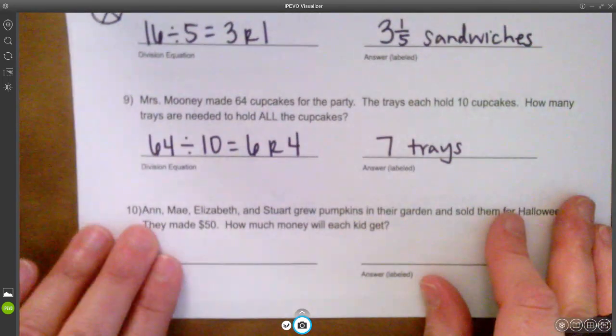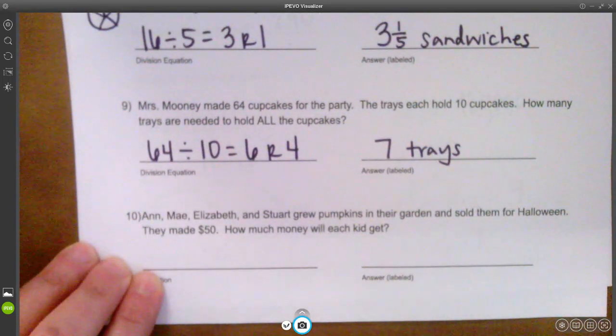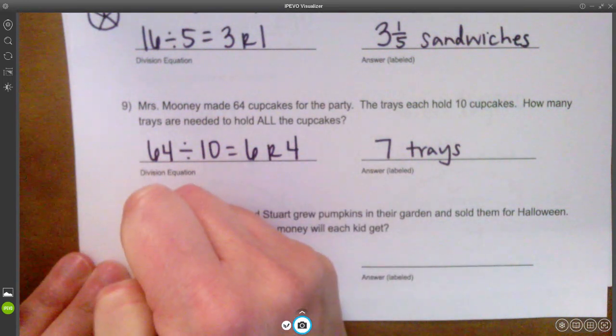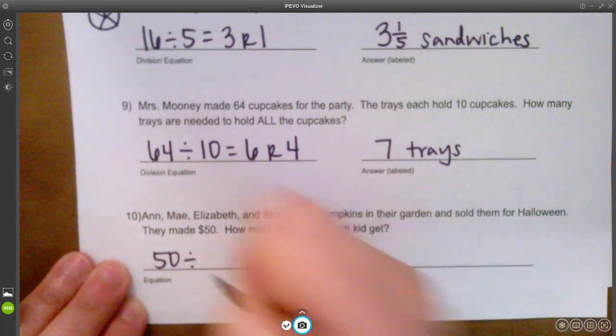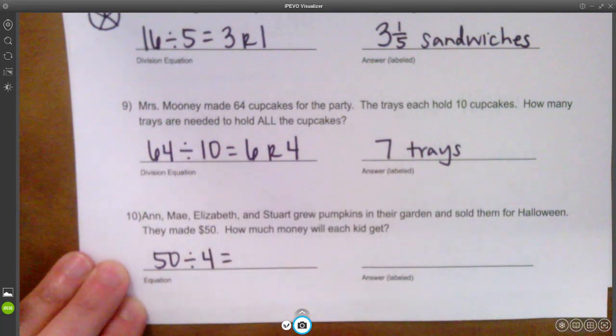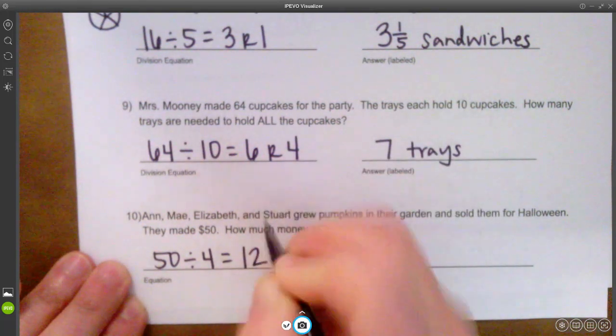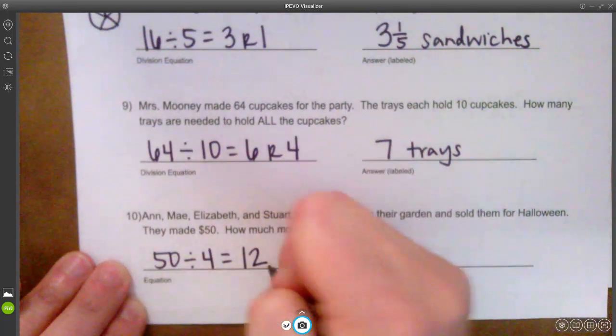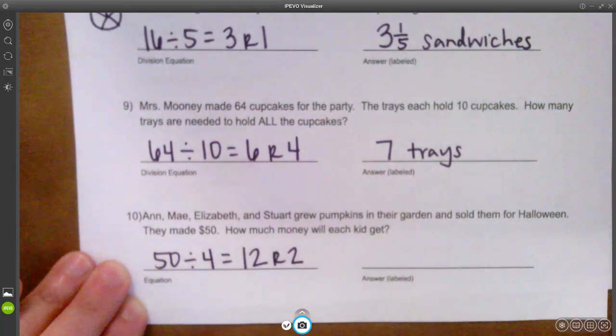Okay, last one. Anne, May, Elizabeth, and Stuart grew pumpkins in their garden and sold them for Halloween. They made $50. How much money will each kid get? So $50 divided between 4 kids. Think, what times 4 gets us as close to 50 as possible? And it's 12. 12 times 4 is 48. 49, 50. So we have $2 left over.